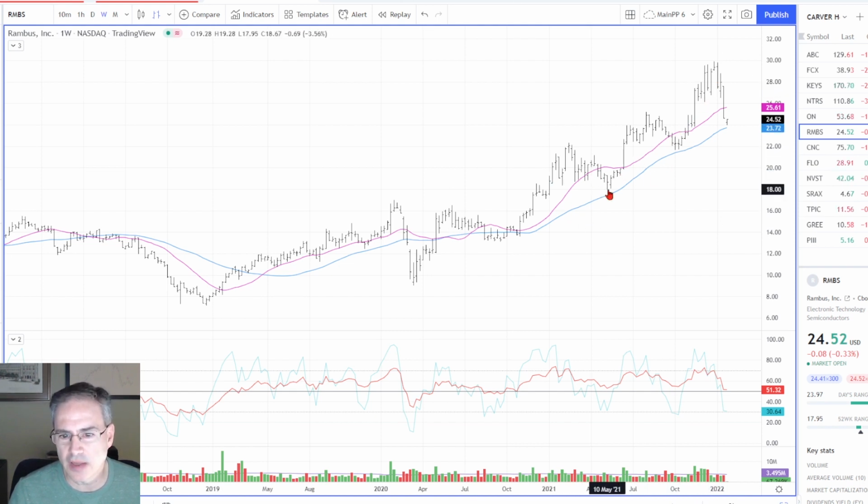Now, this is another pullback setup type play. And as I've mentioned, I'm okay with doing this even though you don't get to 30 to the downside, but I'd be looking for more confirmation in something like this. I might even go down to a lower time frame and look for a little bit more confirmation that we're turning back to the upside, or maybe even getting back above the 18, something like that.